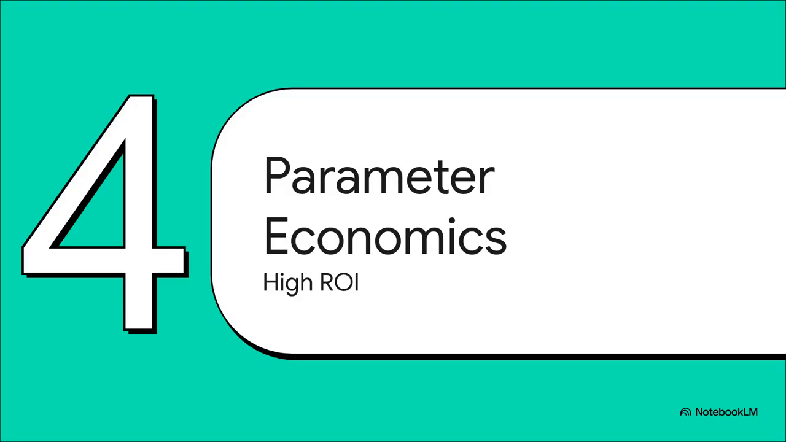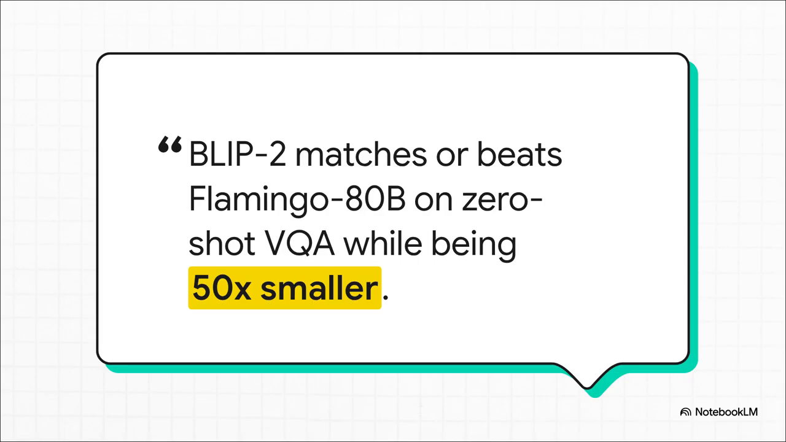Part 4. The parameter economics. This incredibly careful, surgical strategy leads to some serious financial brilliance for AI engineers. The parameter economics of BLIP2 are, well, they're staggering. Listen to this. When it dropped, BLIP2 matched or even beat the massive Flamingo 80B model on zero-shot visual question answering, all while being 50 times smaller.